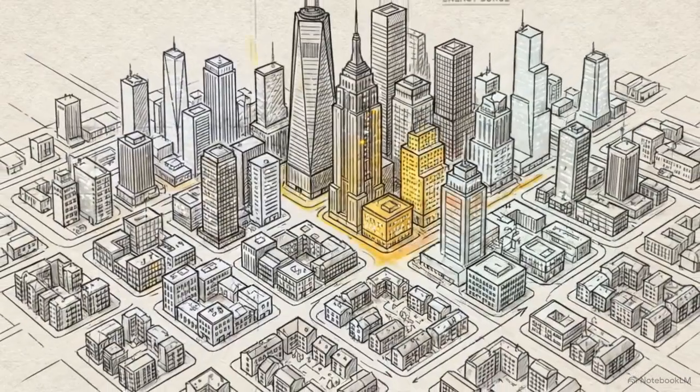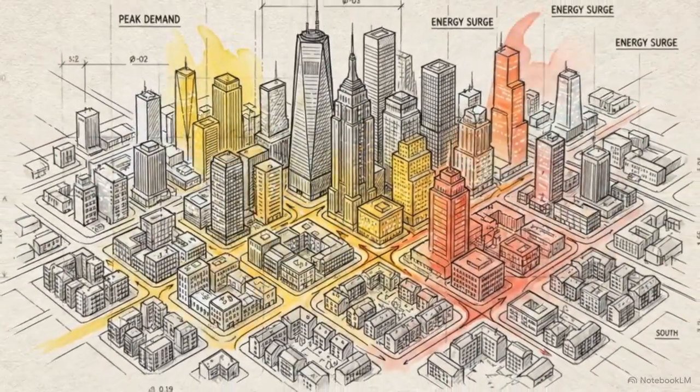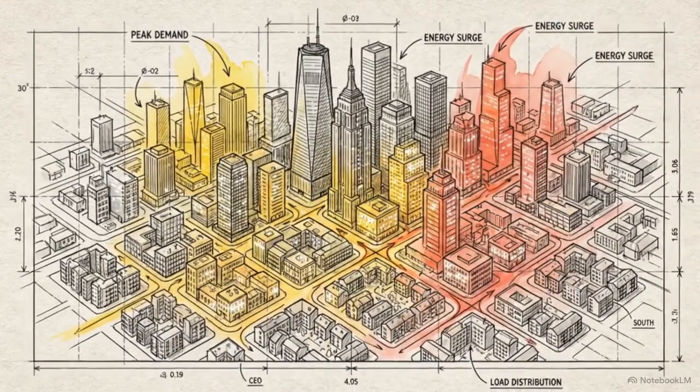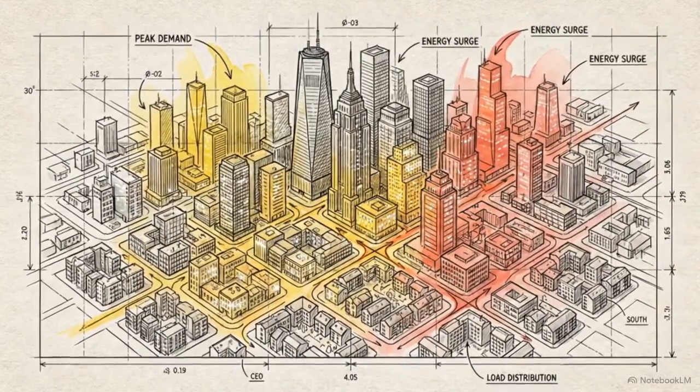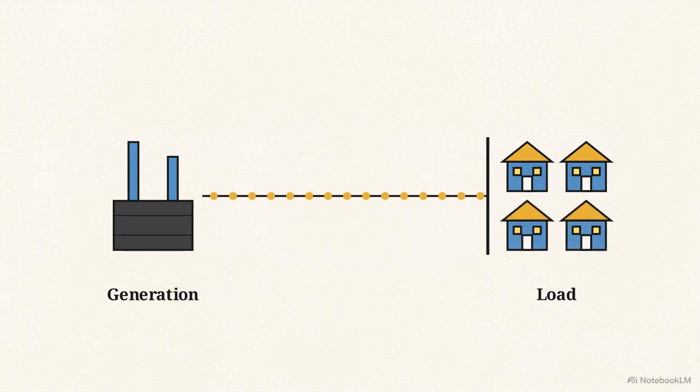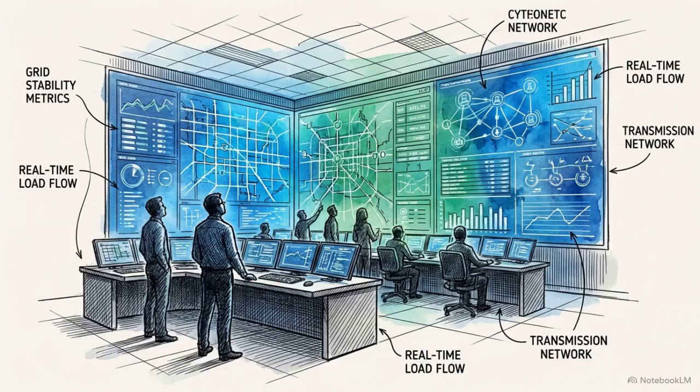Now picture millions of people coming home from work. They are turning on ovens, air conditioners, and televisions at entirely random, unpredictable times. The power being pushed into the wires must perfectly match the power being pulled out, every single millisecond. If supply and demand fall out of sync, the entire system crashes. So how do engineers keep a chaotic system like this balanced?